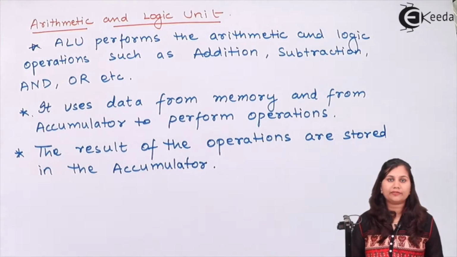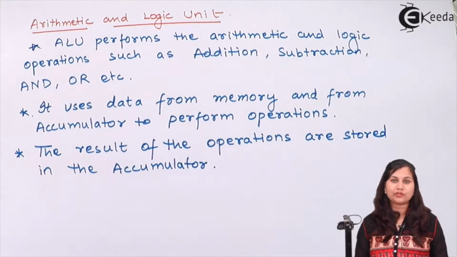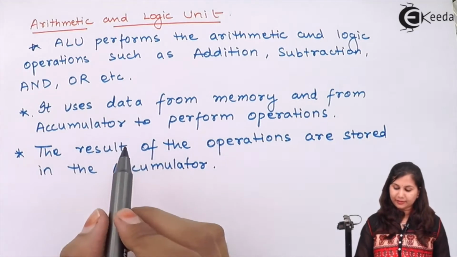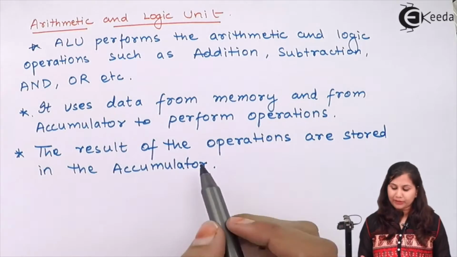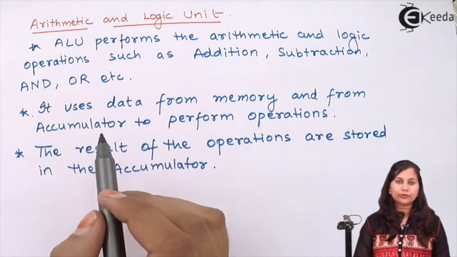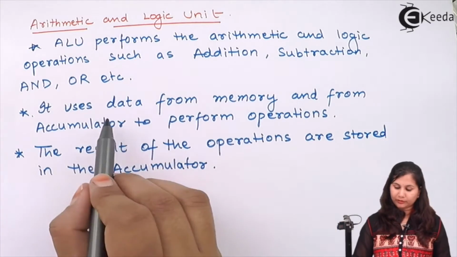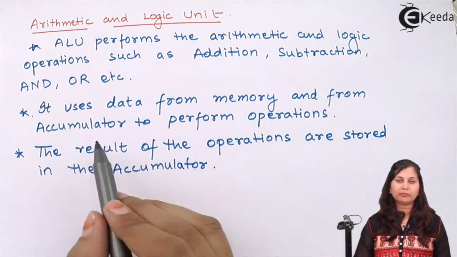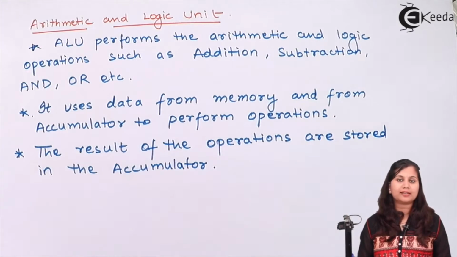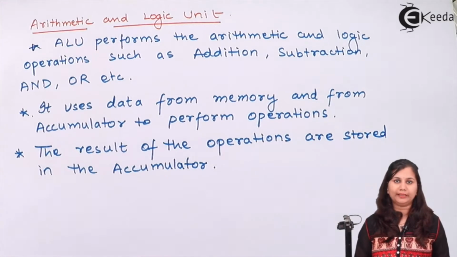In the 8085 microprocessor, we have a special register called the accumulator. This accumulator stores the data, and the results of the operations are also stored in the accumulator. So the ALU unit performs the operations on the data from the memory and the accumulator, and the result of the operations is again stored in the accumulator.